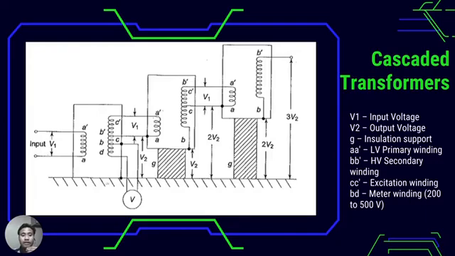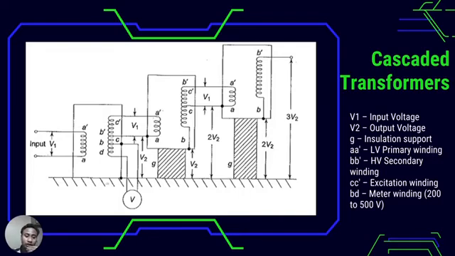The first transformer is at the ground potential along with its tank. The second transformer is kept on insulators and maintained at a potential of V2, the output voltage of the first unit above the ground. The high voltage winding of the first unit is connected to the tank of the second unit. The low voltage winding of this unit is supplied from the excitation winding of the first transformer, which is in series with the high voltage winding of the first transformer at its high voltage end.